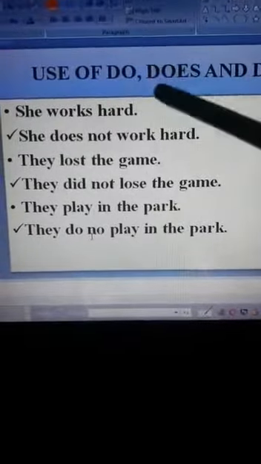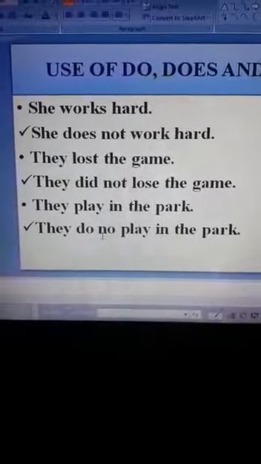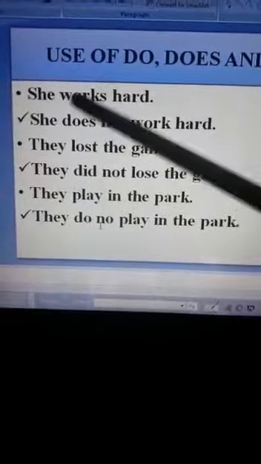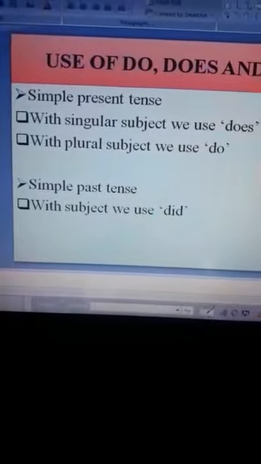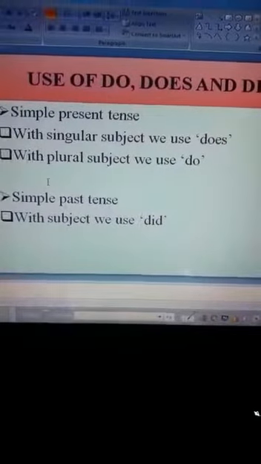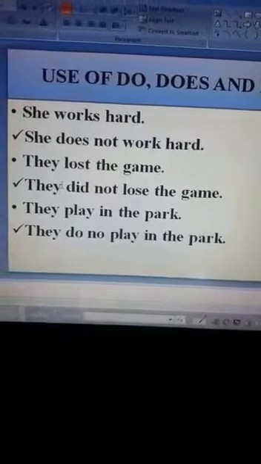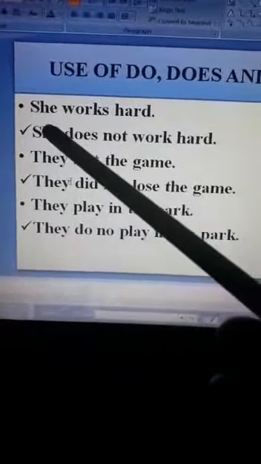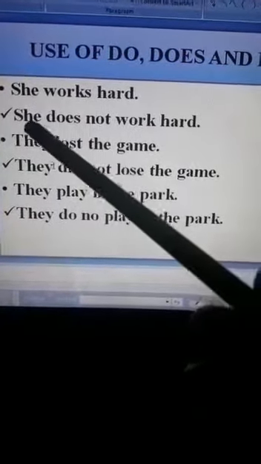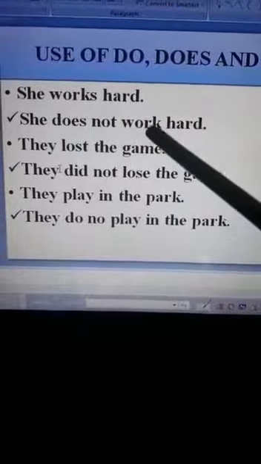Here, the sentence is in which tense? Yes, present tense. Now, for the present tense, we will see the subject. If the subject is singular, I told you we are going to use does. In the example, the subject is singular. So she is the singular subject. So what are we going to use? Does as a helping verb. So it will be converted into negative form like this: She does not work hard.